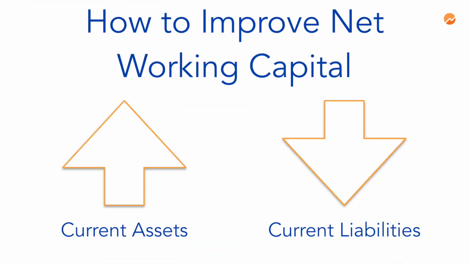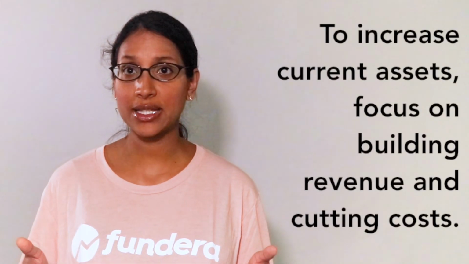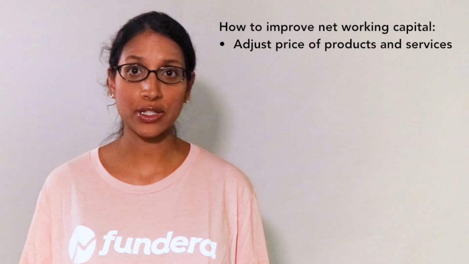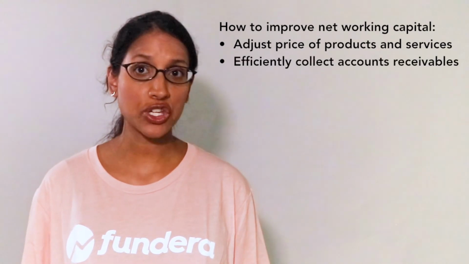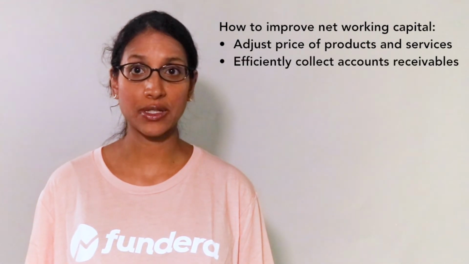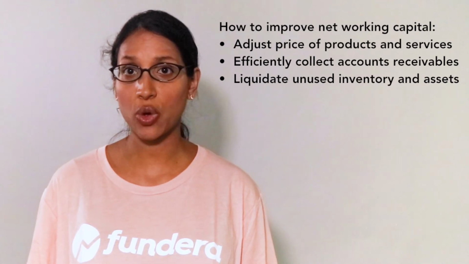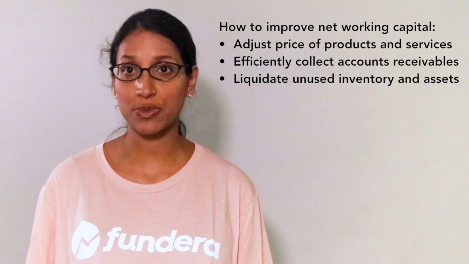The key to improving your net working capital is to increase the amount of cash and other current assets that you have, and decrease the amount of current liabilities that you have. To increase your current assets, build revenue and cut costs. This might mean adjusting the price of your products and services and being more efficient at collecting on accounts receivables. You can also liquidate unused inventory and unused assets such as old appliances to improve your cash position.